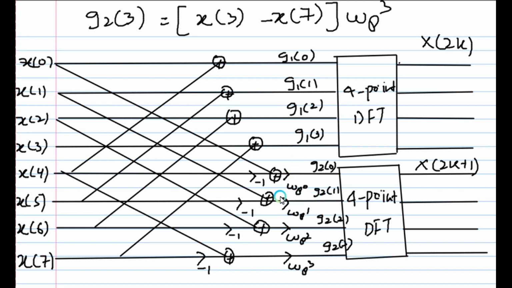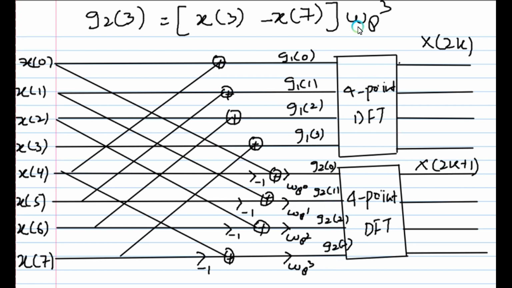Similarly, g2 of 1 is equivalent to x of 1 minus x of 5. So a multiplication by minus 1 here, and then a summation. So the term here is x of 1 minus x of 5. Then we multiply by W_8 to the power 1 to get g2 of 1. Similarly, we get g2 of 2 and g2 of 3.